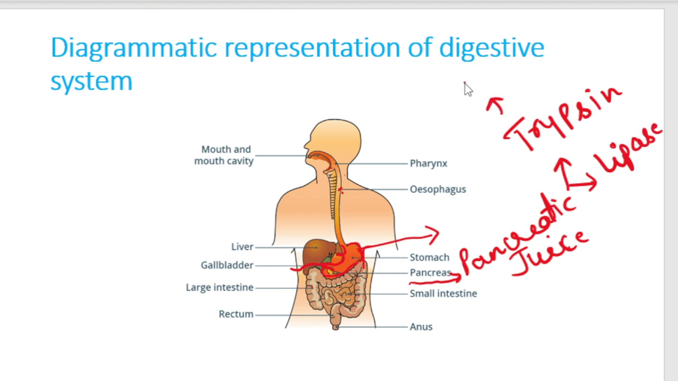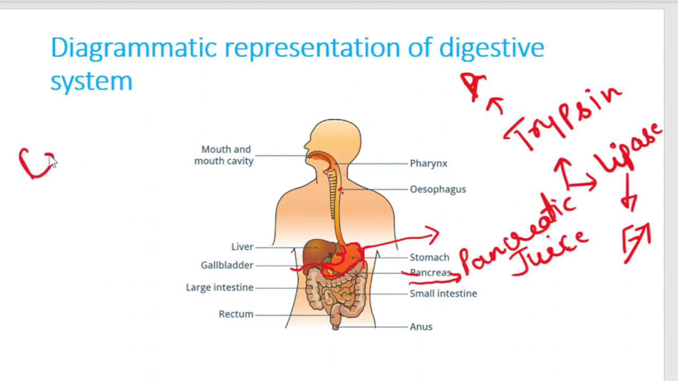Trypsin breaks down the protein, while lipase breaks down the fat. These are the functions of the two enzymes inside the pancreatic juice, which is secreted by the pancreas.